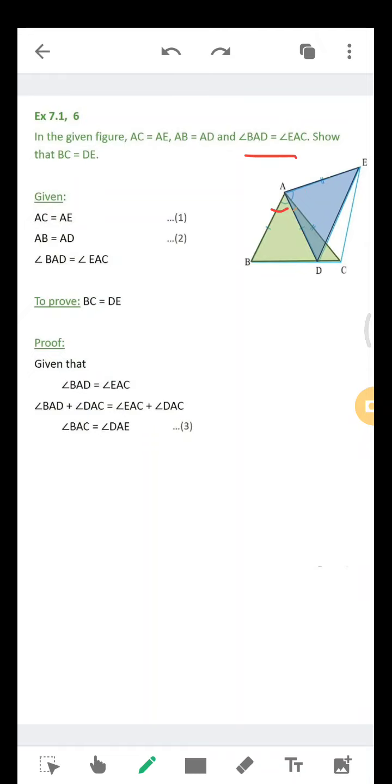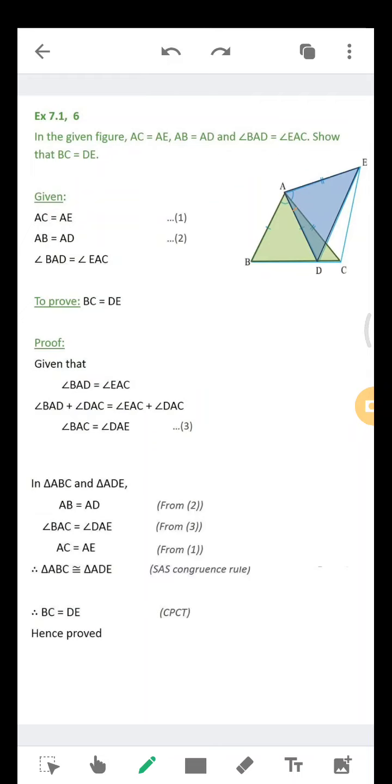Now I can use this third equation and the first and second, which were already given, to prove the two triangles are congruent. Now I can prove triangle ABC, the green colored triangle, is congruent to triangle ADE, the blue colored one, very easily. So let's write the steps. AB is equal to AD because it's given to us from 2. Then BAC is equal to DAE, just now we proved it. Okay, then AC is equal to AE, that is also given from 1.